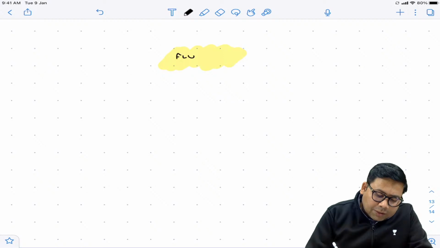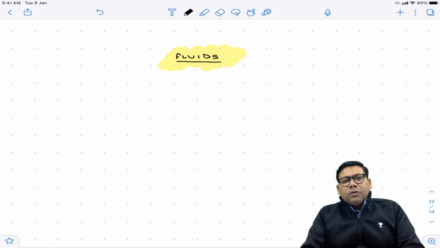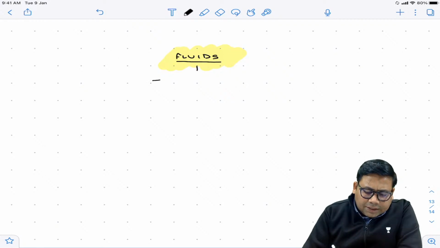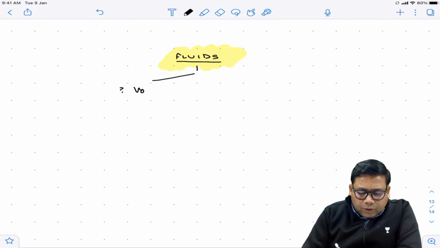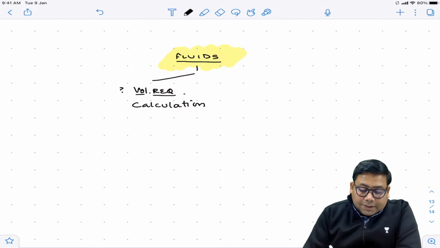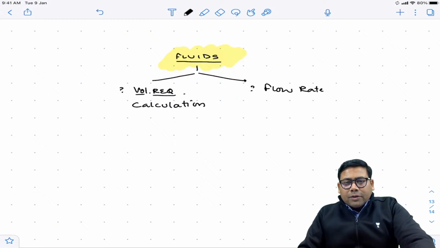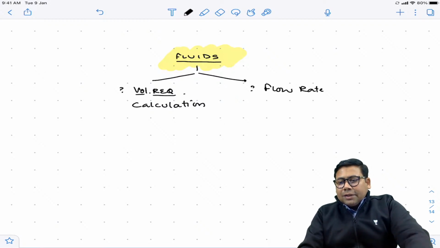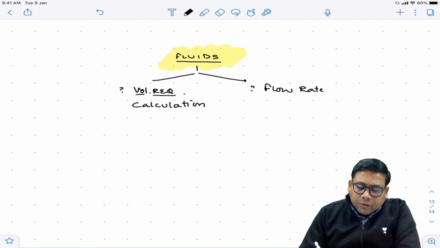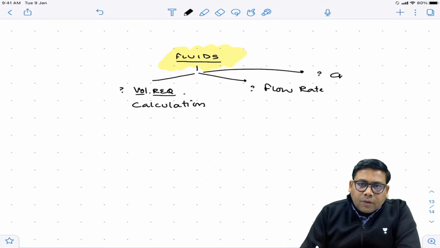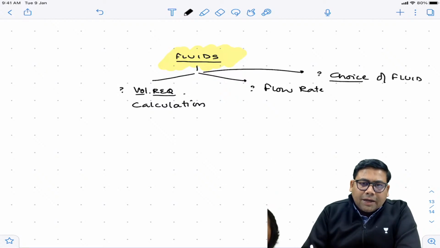When we talk about the concept of fluids, what are the must-know things that we have to understand? The first is the volume requirement calculation. This is point number one. The second is the flow rate estimation, and then the choice of the fluid. So these are the three things that we need to understand.